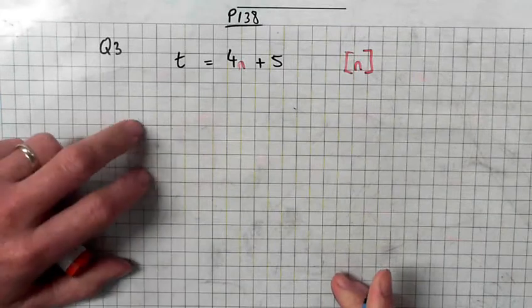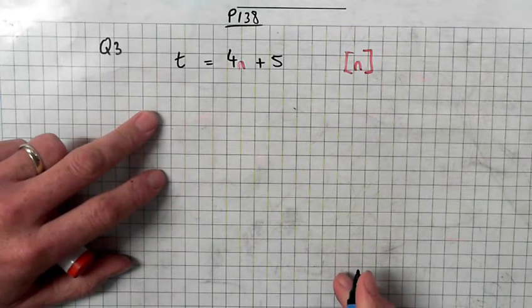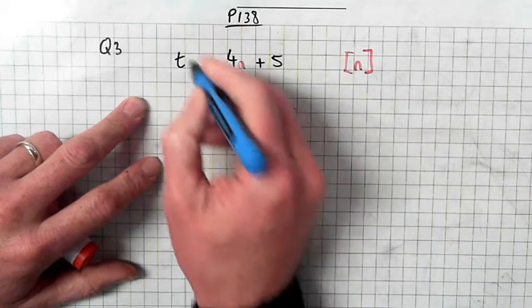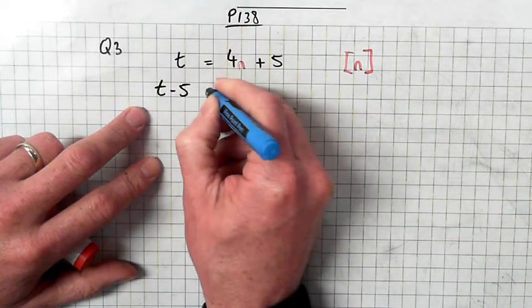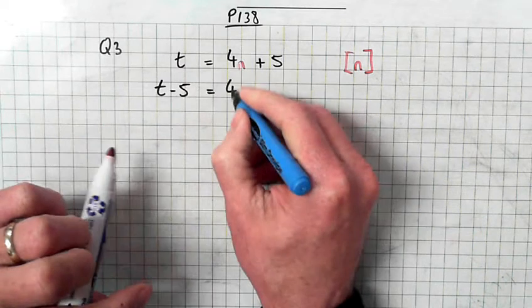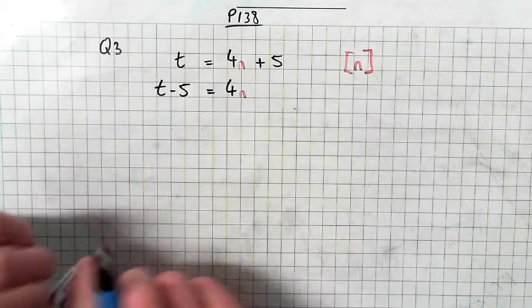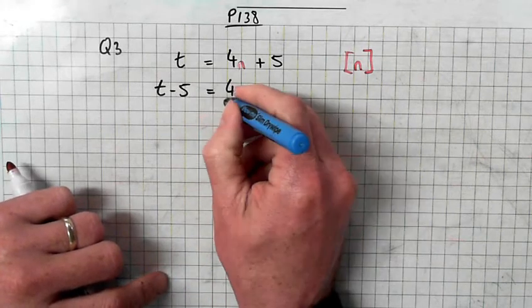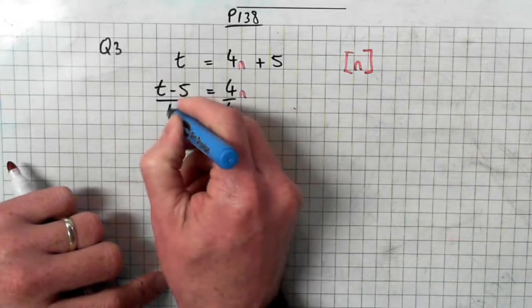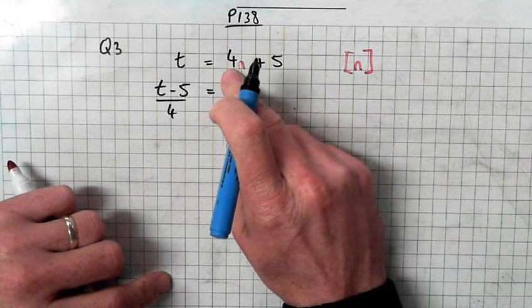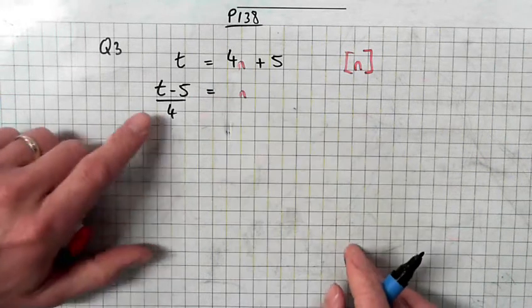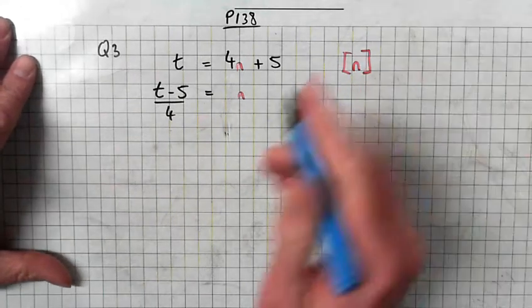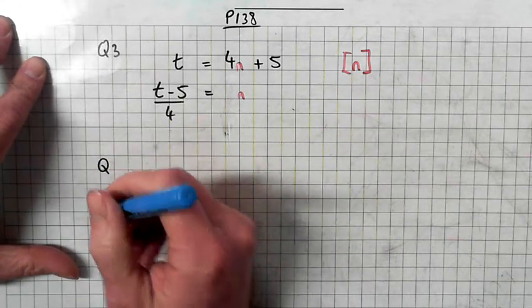So isolate n. So in this case, just look up, lads. Move the 5 across, and it becomes minus 5. So t minus 5 is equal to 4n. Now I want n to be on its own, I want to get rid of the 4. So divide by 4. 4 divided by 4 is 1. So n is equal to t minus 5 over 4. That's question 3.